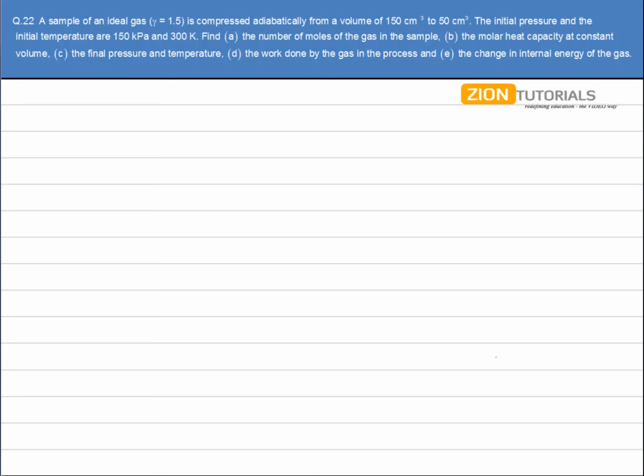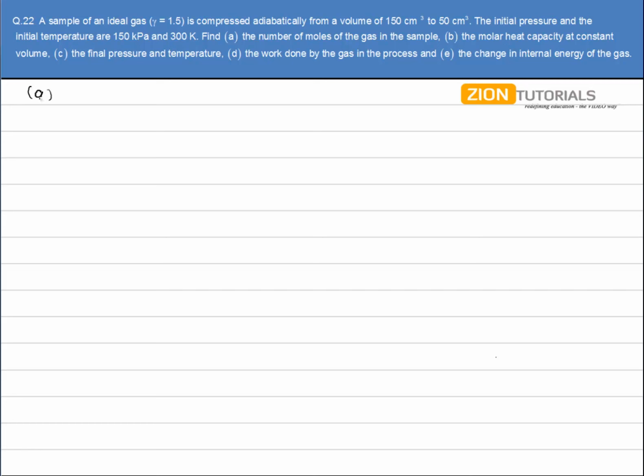A sample of an ideal gas is compressed adiabatically from a volume of 150 cm³ to 50 cm³. The initial pressure and initial temperature are given as 150 kilopascal and 300 Kelvin. First case, we have to calculate the number of moles in the sample.